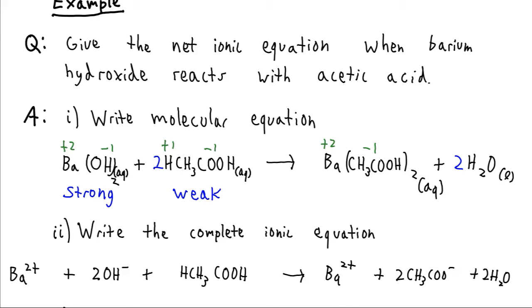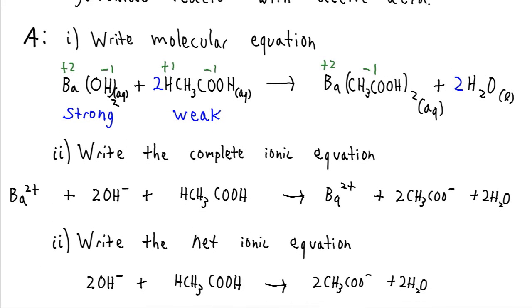And now when we write our net ionic equation, we're going to keep the hydroxide because it produces the water. It doesn't appear on the right side. And actually we're keeping everything here except for our barium 2+. It's the only thing that appears on both the left side and the right side of the preceding equation.